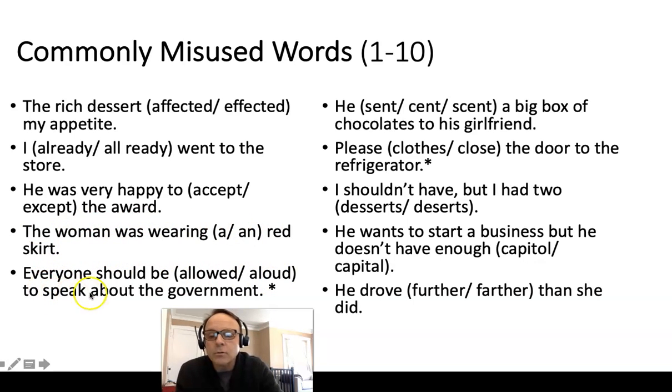Everyone should be allowed to speak about the government. The second one is, notice, aloud. It has to do with volume, speaking out loud, like I'm doing right now, aloud. Allowed is permission. So this first one is correct.